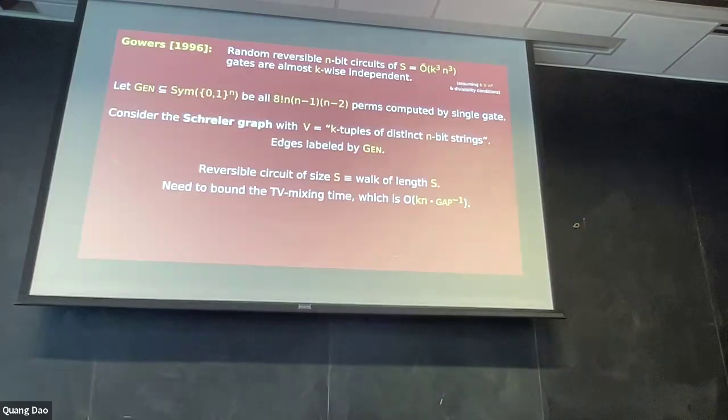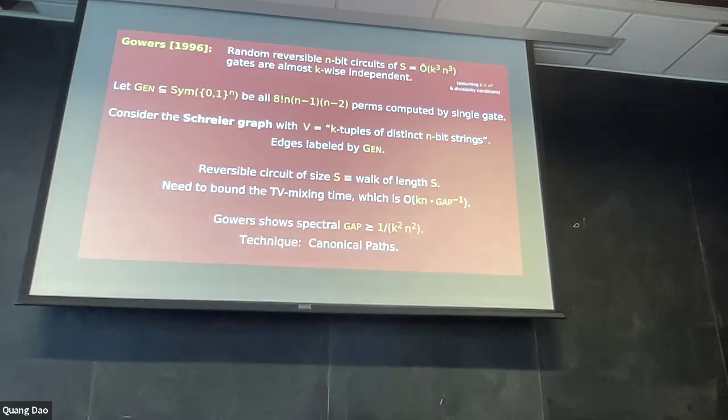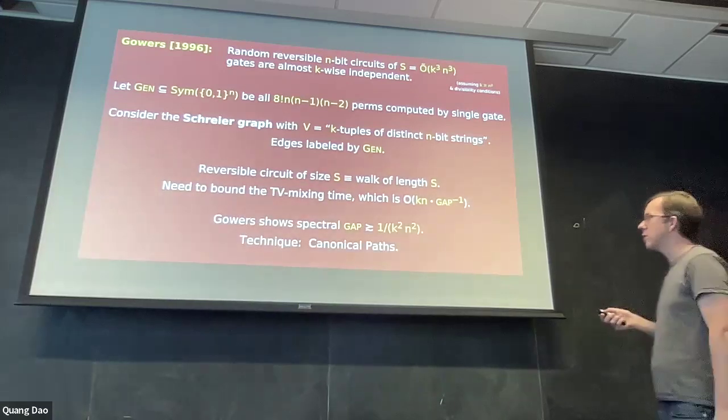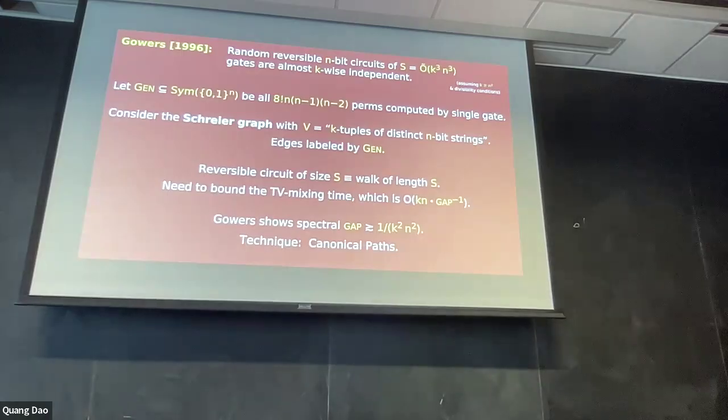And so Gowers was like, okay, I just have to show the spectral gap for this particular random walk is not too small. And you showed that up to log factors, it's at least 1 over k squared n squared. And there are many different methods you can try to use to analyze fast mixing of random walks. And one is canonical paths, and this is the technique you use.